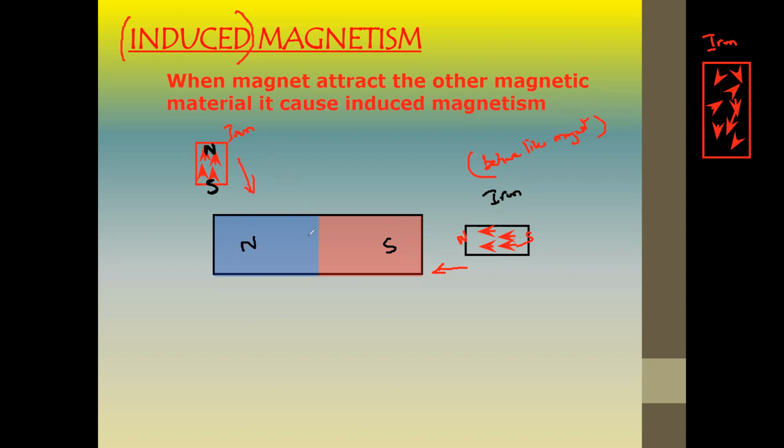So the concept of induced magnetism is that a magnetic material, when placed in the magnetic field of a permanent magnet, also behaves like a magnet. And when it behaves like a magnet, we call that induced magnetism. Is it clear, the concept of induced magnetism?